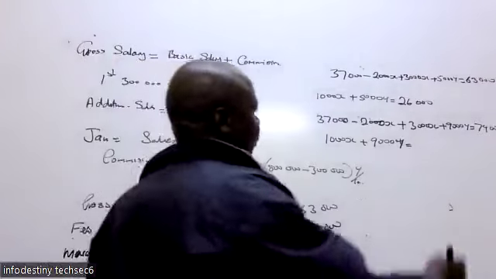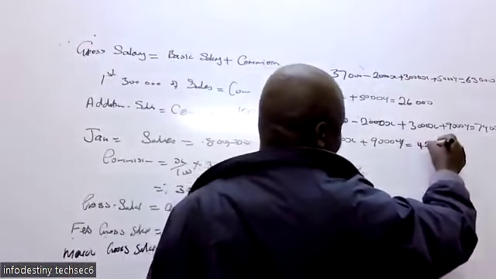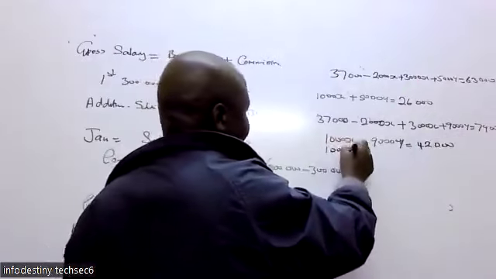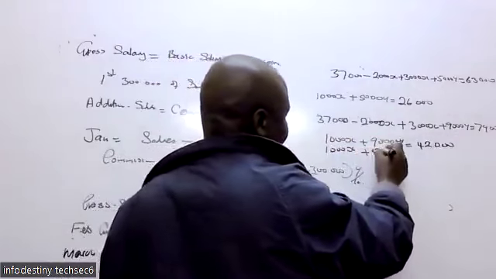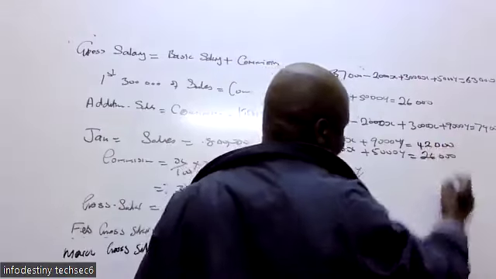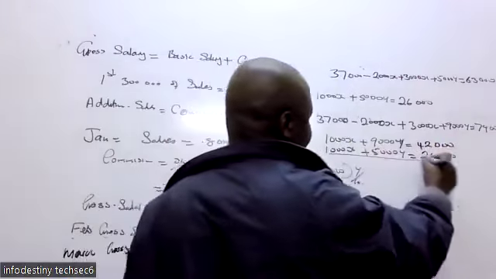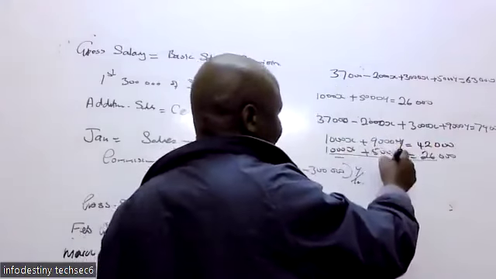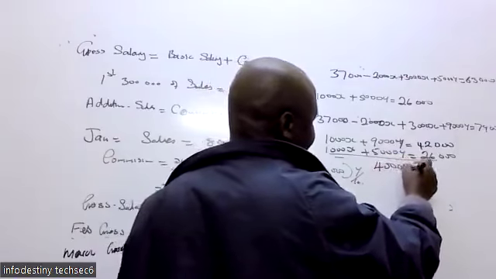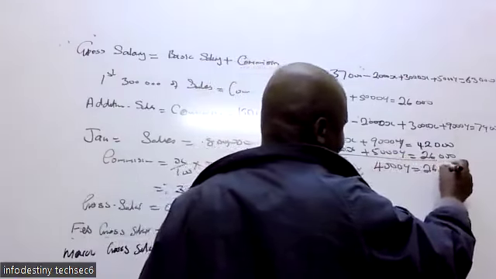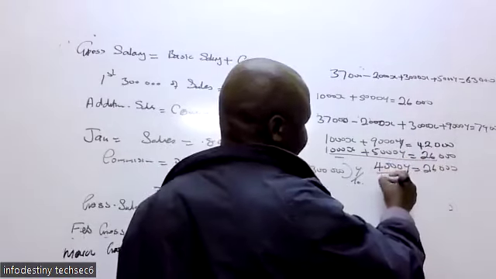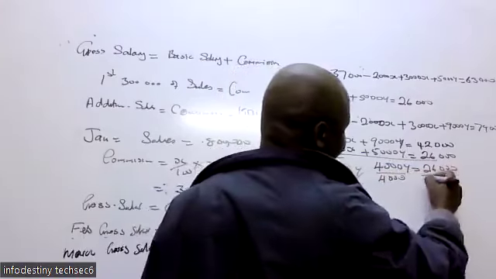you got it? 42,000. So we take this one, we write here 1000 x plus 5000 y equals to what? 26. We are together. Let's just subtract. So this is nil, and this one is going to give us 4000 y equals to 6. We are together. Divide this one by 4000.